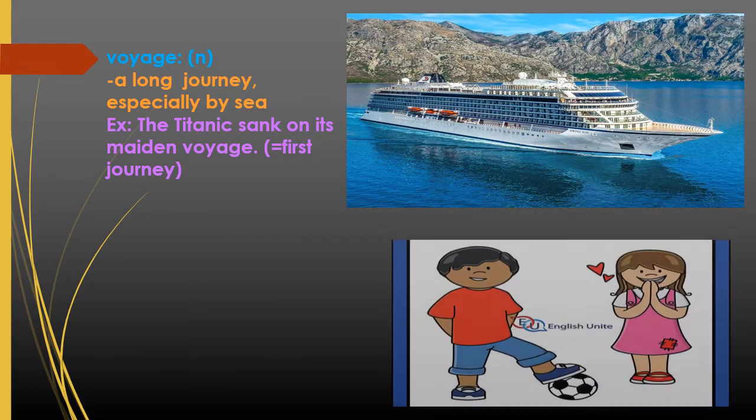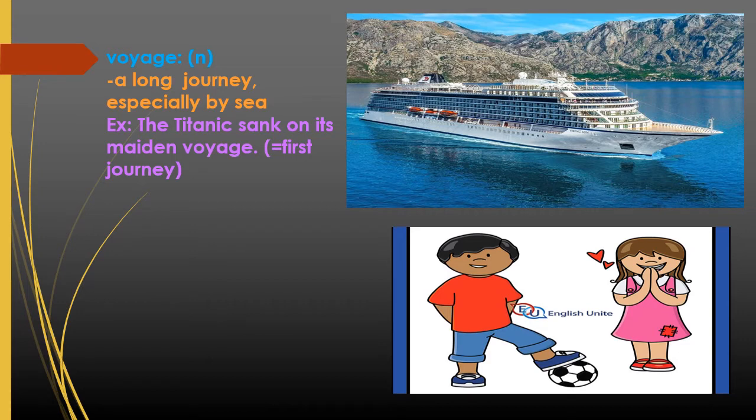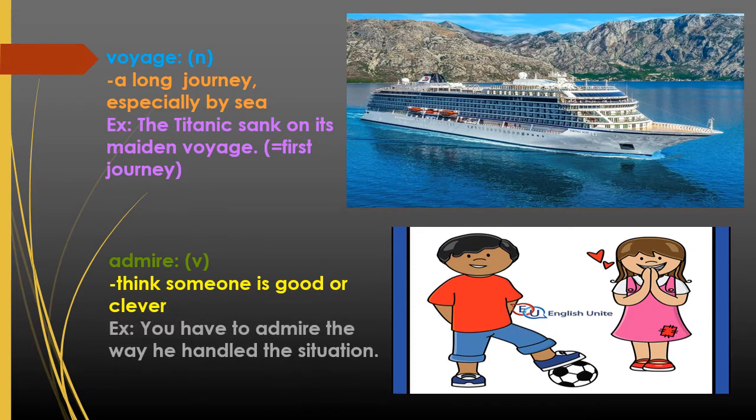Next, look here at the girl. She likes that boy. She admires him. So I have here the verb admire. What do I mean by admire? Okay, to think someone is good or clever. To love someone, adore someone, or respect him and her. For example, you have to admire the way he handled the situation. And what is the opposite? The antonym of admire is to dislike or hate.